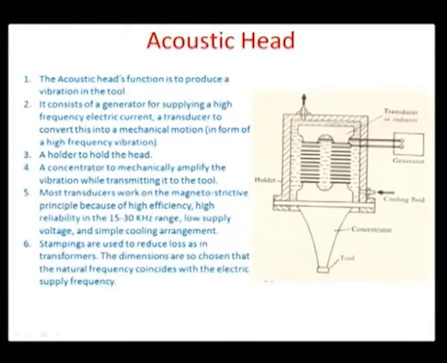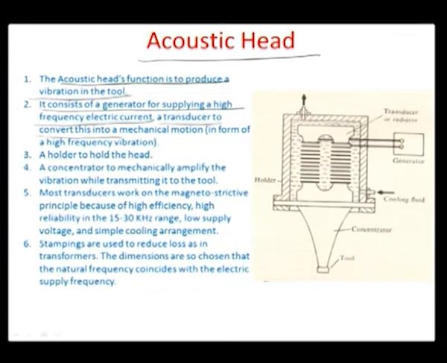So, we look at individual components now. This is what the acoustic head really is, and the function, as I have already indicated, of the acoustic head is to produce a very high frequency vibration of the tool, which would actually be in the ultrasonic range, and it would be able to machine materials based on that. So, it consists of a generator for supplying high frequency electric current, a transducer to convert this into mechanical motion in the form of high frequency vibrations.